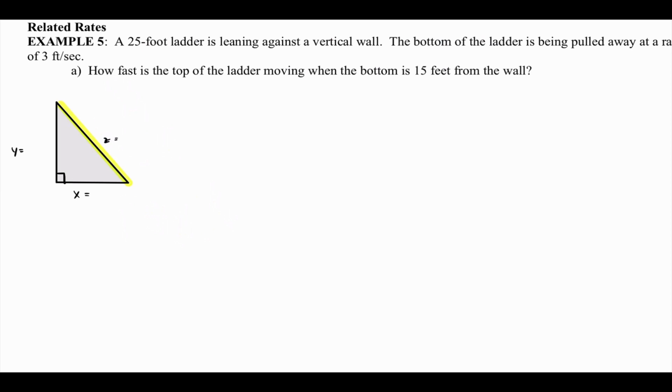What do I know? 25-foot ladder. So what is going to be 25? Z, good. Z, 25 feet. Good. Now what else do we know? Bottom's 15, right? It says 15 feet from the wall. That's X, right? X is 15 feet. Good.